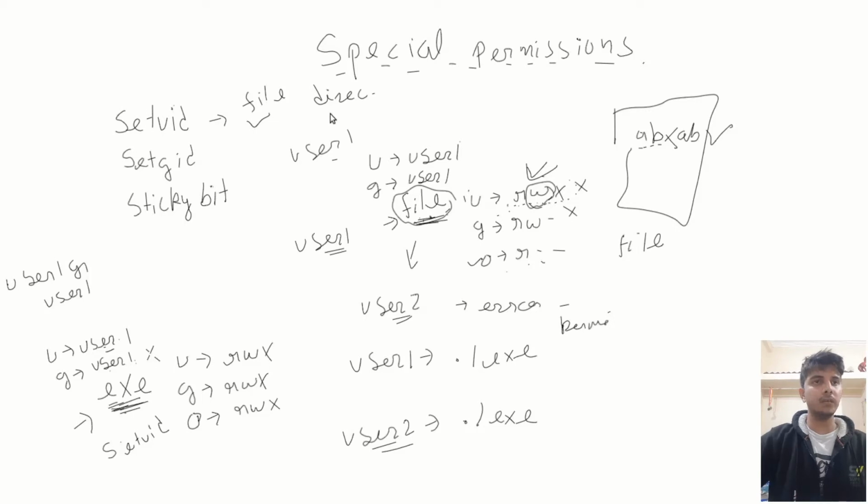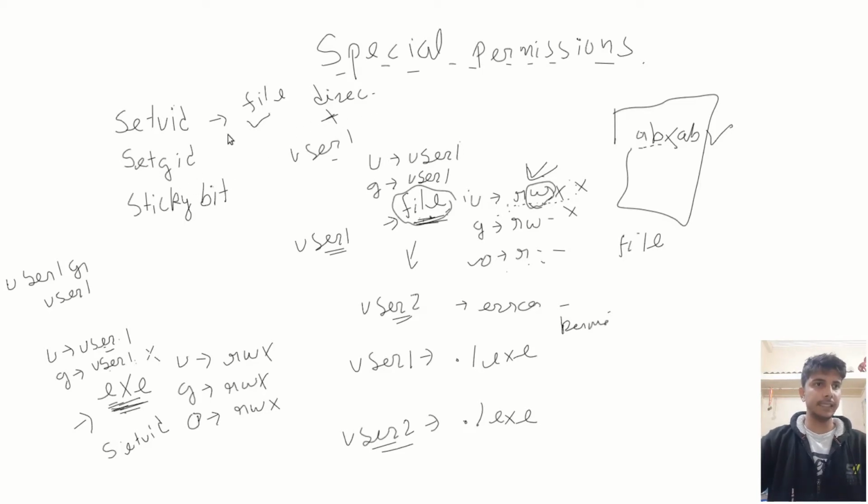Okay, it can also be set on the directory, but Linux does not have any particular function when it is set on a directory. You can set the setuid on a directory, but it will not serve any particular purpose. That is the reason I am writing a cross here. You can set it, but it does not have any particular purpose, right?